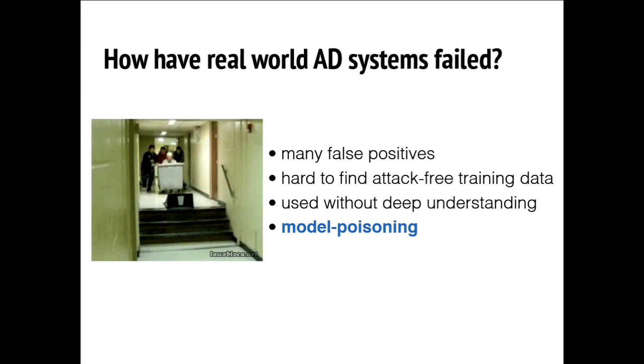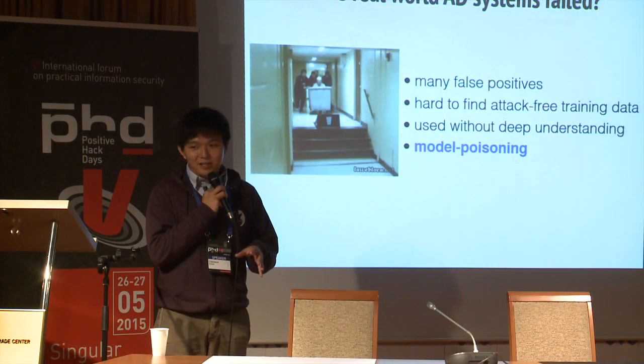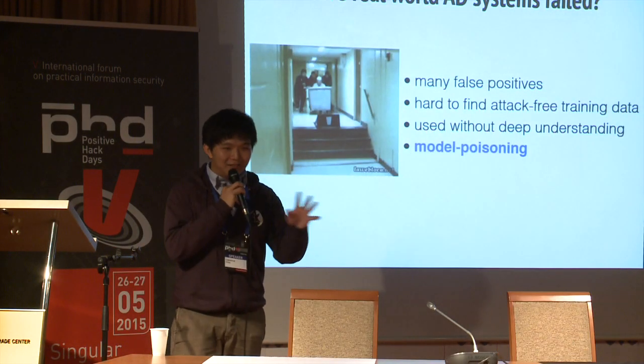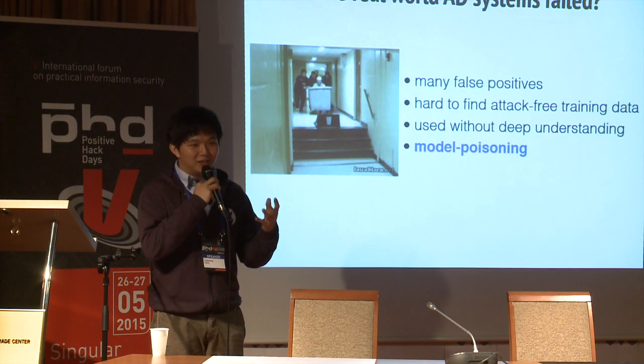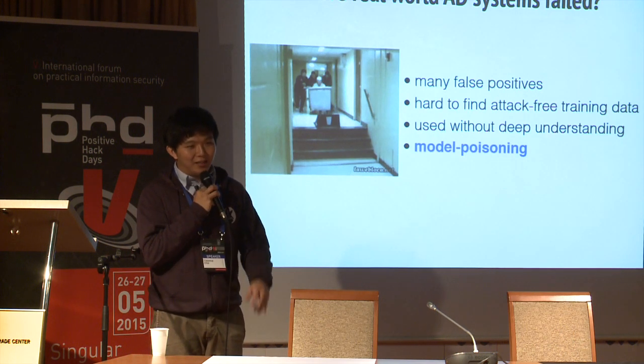It's hard to find attack-free training data, as we mentioned earlier, and it's often used without deep understanding. Since you all have a pretty good understanding of machine learning, but a lot of the implementers out there do not. They just download SciPy, and they just use the packages in there, and a lot of the time they're using it inappropriately. So if you use machine learning for anomaly detection inappropriately, you'll see that there are much more serious implications than if you use it for other things like recommender systems. Also, model poisoning. So is this hopeless?